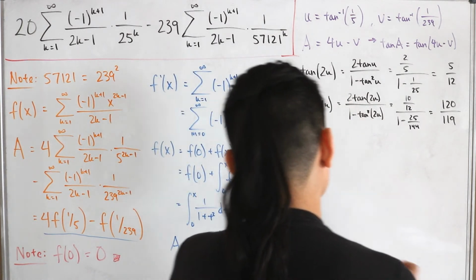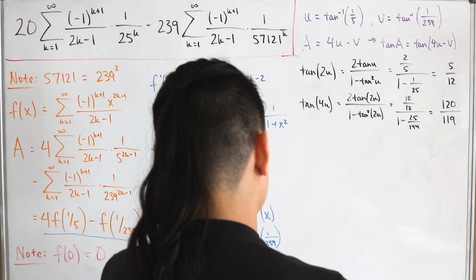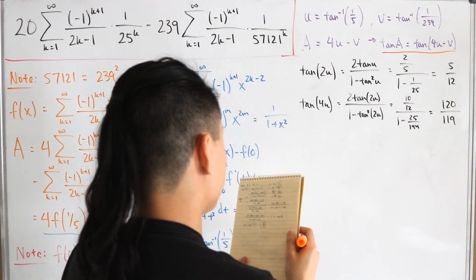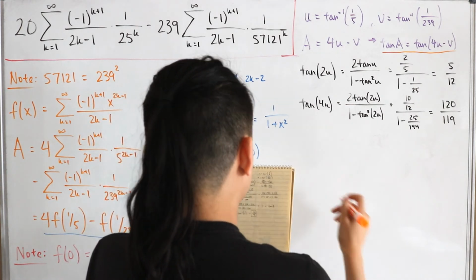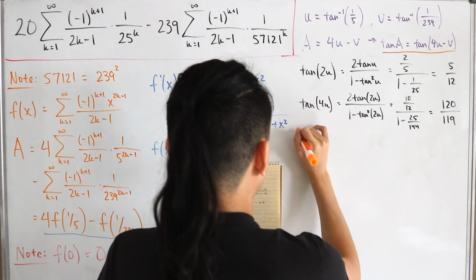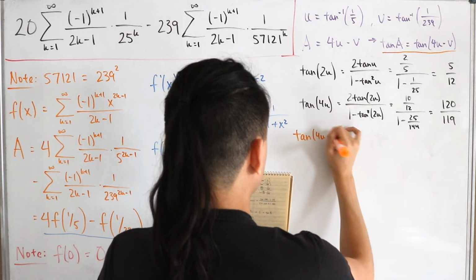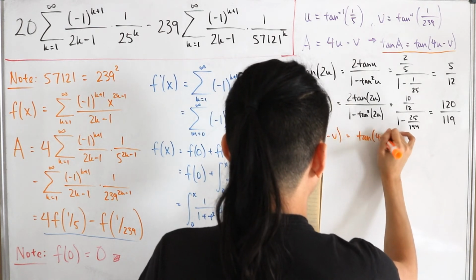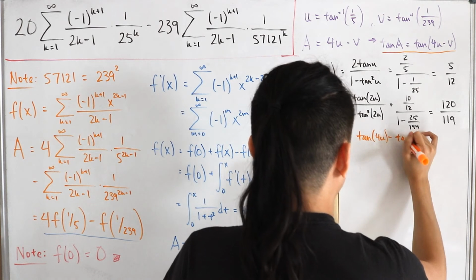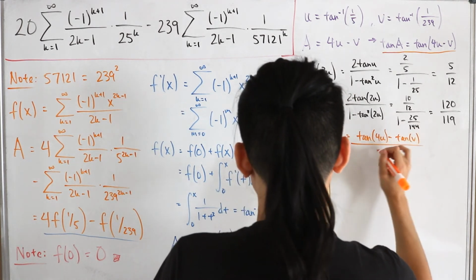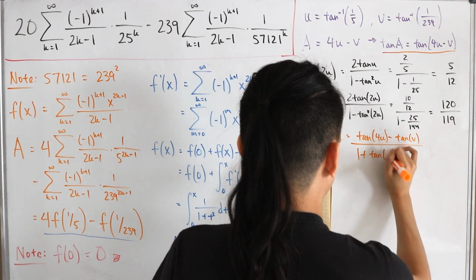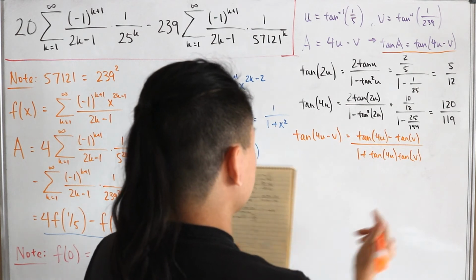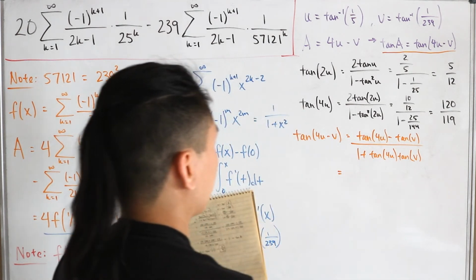So with this, let me switch to another marker. Now going back to our tangent of a is equal to tangent of 4u minus v, the difference identity says that tangent of 4u subtract v equals tangent of 4u subtract tangent of v, divided by 1 plus tangent of 4u multiplied by tangent of v. Okay, and with this, now we can plug in our substitution.